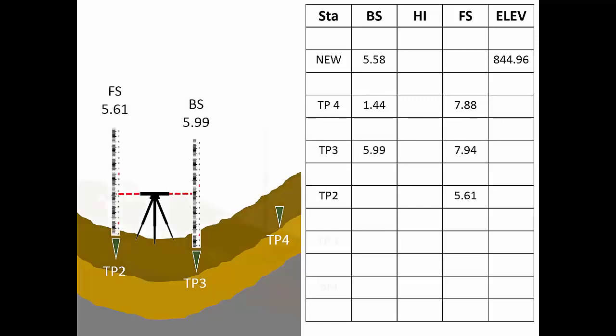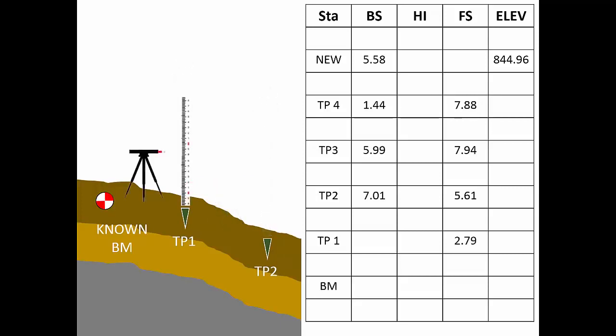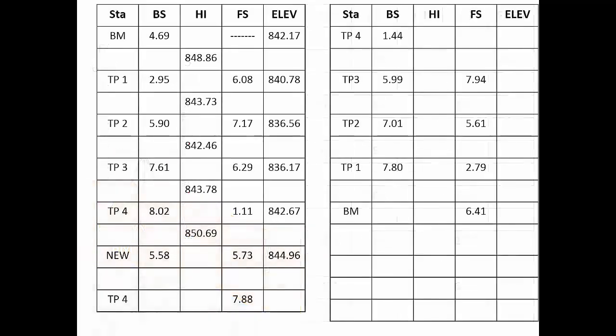Now, with the forward and reverse runs complete, we say that we have closed the level circuit. This circuit started and ended at the same point. It closed where it began. So now let's finish the circuit computations.